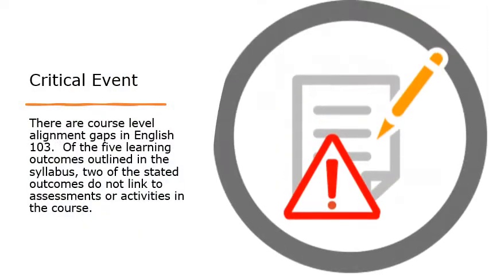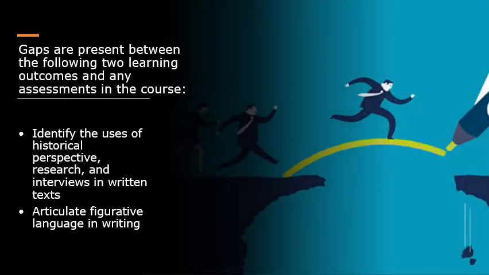The critical event in English 103 relates to alignment issues, as there are identifiable course-level alignment gaps. Of the 5 learning outcomes outlined in the syllabus, 2 of the stated outcomes do not link to assessments or activities in the course, which can lead to student confusion, as well as creating a learning barrier to their success. The 2 learning outcomes requiring better alignment in English 103 are identify the uses of historical perspective, research, and interviews in written texts, and articulate figurative language in writing.